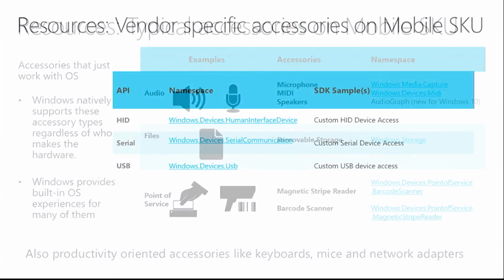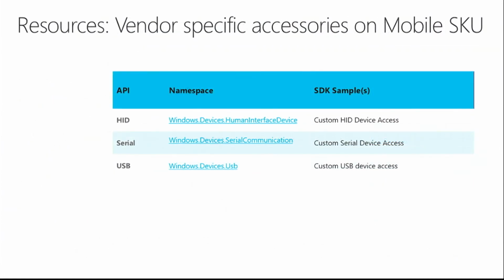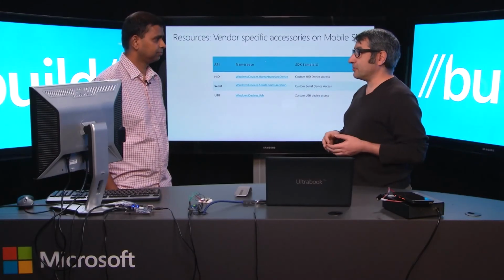Next, for vendor-specific accessories, these are the namespaces: HID, the new serial communications namespace that Arvind just walked you through, as well as windows.devices.usb. And all the SDK samples for these are also universal Windows app platform samples that work on all the different platforms and form factors that we just showed you.